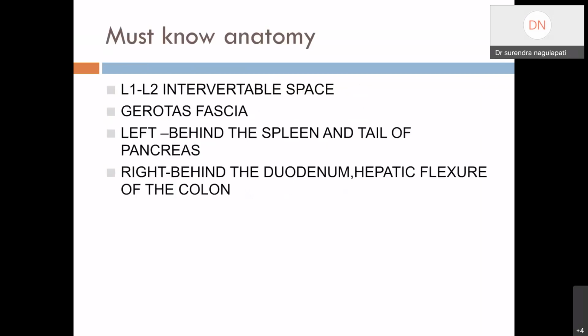Before going to the surgical techniques, we must know the anatomy of the kidneys. They are usually located at the L1 and L2 intervertebral space and enveloped in Gerota's fascia. The left kidney is located behind the spleen and tail of the pancreas. The right kidney is behind the duodenum and hepatic flexure of the colon.